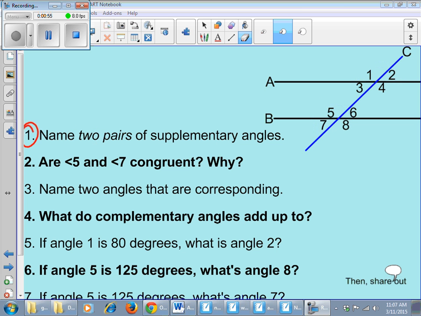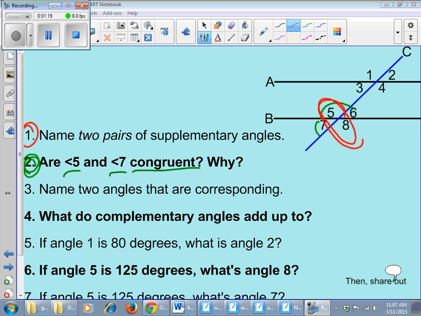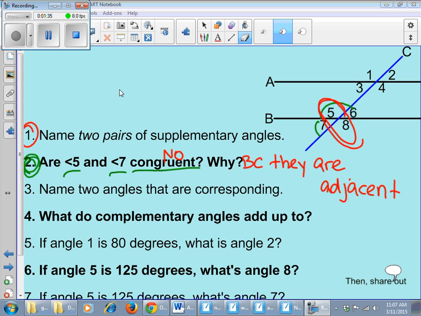Question 2. Question 2 says, are angle 5 and angle 7 congruent? Well, congruent means equal or the same. Angle 5 and angle 7 are not equal or the same because they're next to each other. They add up to 180. Angle 5 is equal to angle 8 because they are diagonal from each other. But it is not equal to angle 7 because they are adjacent, which means next to each other. Angles that are next to each other are not equal.